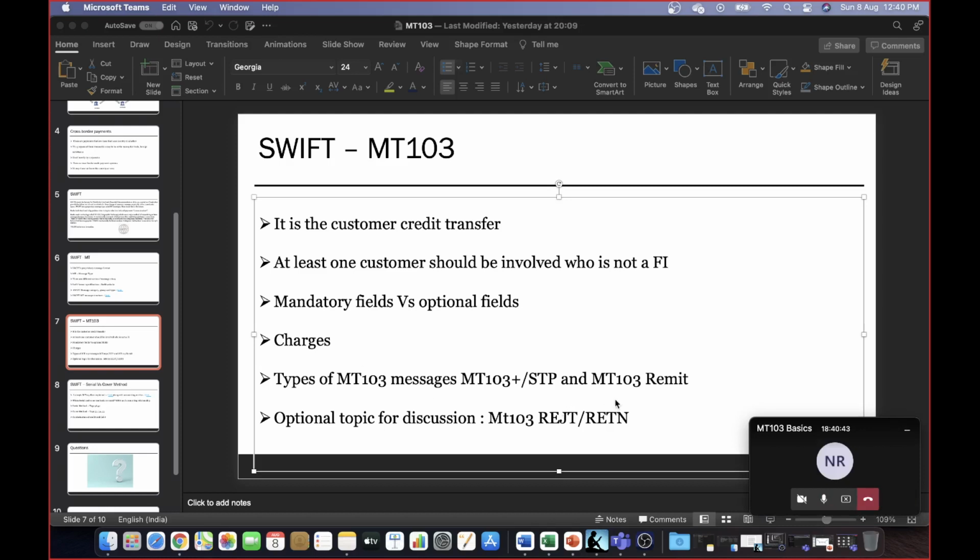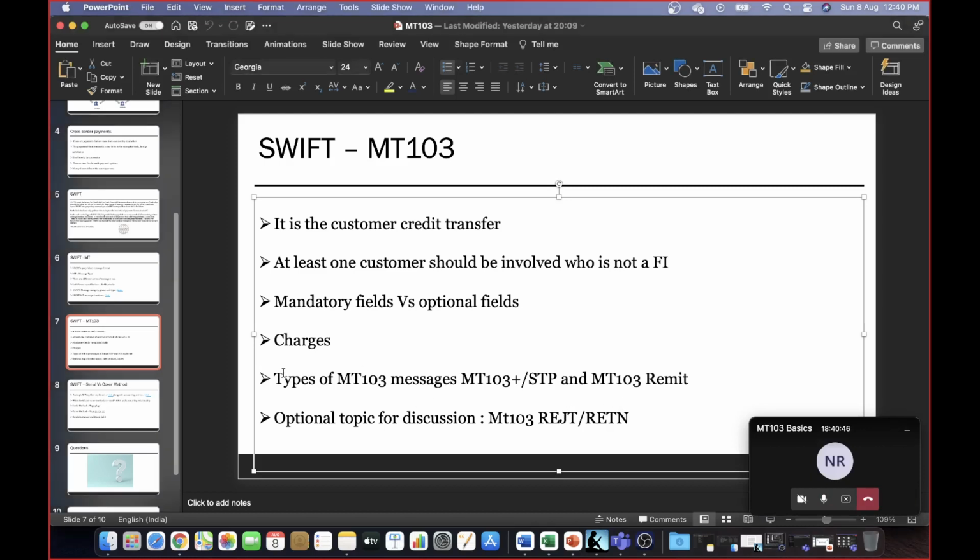So I just wanted to quickly run through this. Actually, I missed out on this. There is something called MT103 STP and MT103 REMIT. MT103 STP is one where, as we saw, each field has its own rule, and in the MT103 STP message the fields are even more restricted. There aren't many options for the user to input. For example, always A should be used and so on. The reason for this is that if all the fields are provided properly, it increases the STP rate.